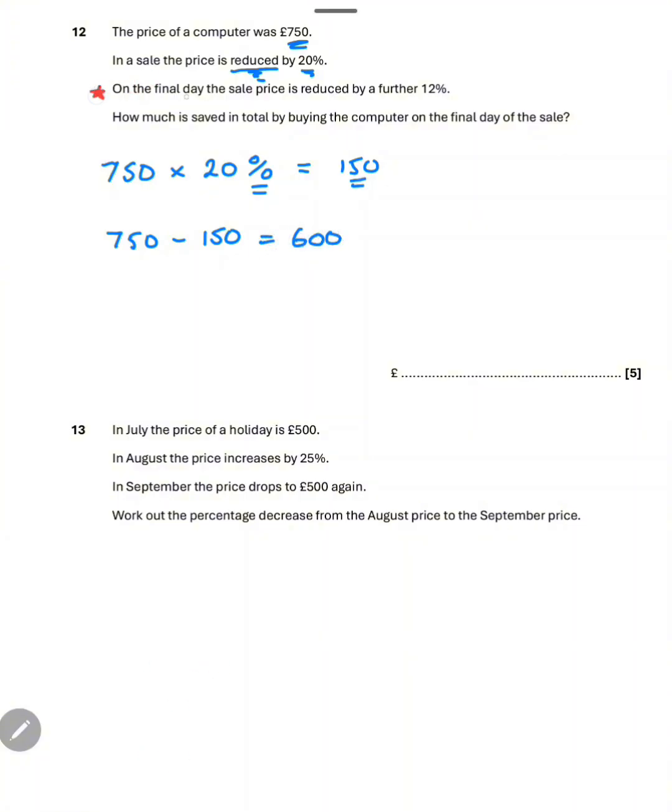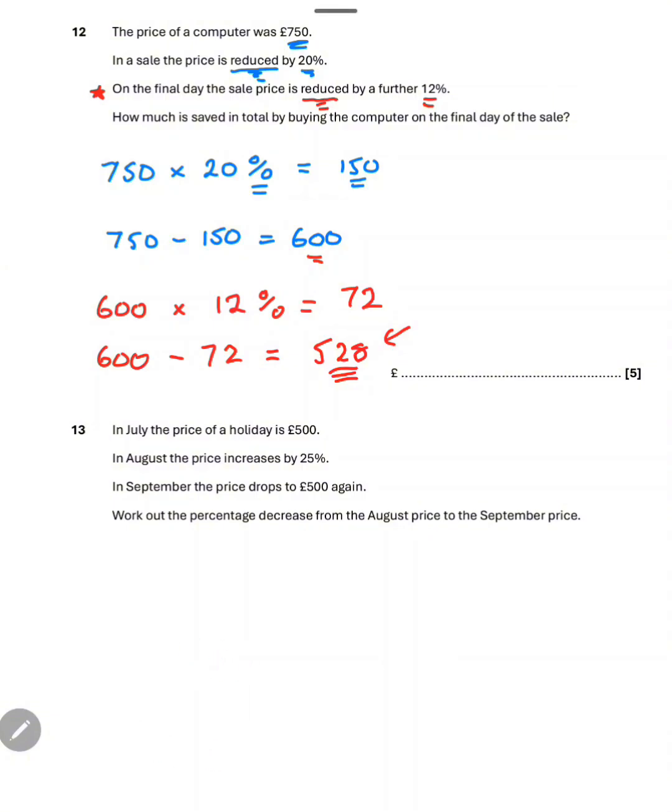It then says there's a final day of this sale, and we're reduced by a further 12%. Now that's 12% of this. So I'm going to start again and say, right, now I've got 600 times 12, and again, just using the percentage button on my calculator, and that comes to 72. Again, we're reducing by 12%. We're not finding 12%, so I'm going to do 600, take away the 72, and that comes out at 528.